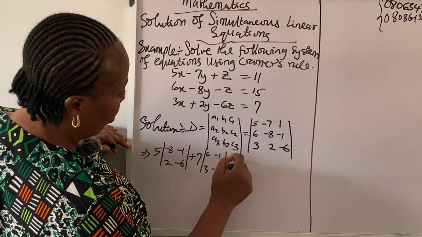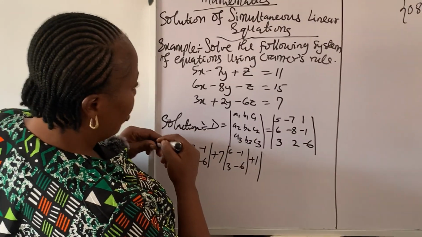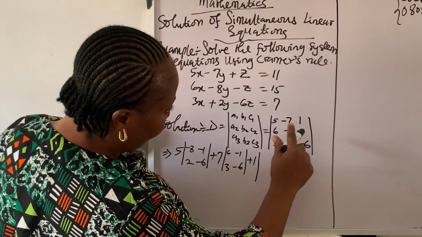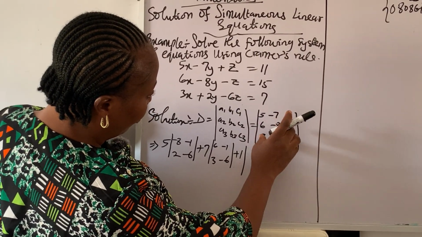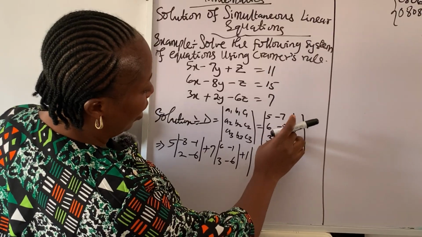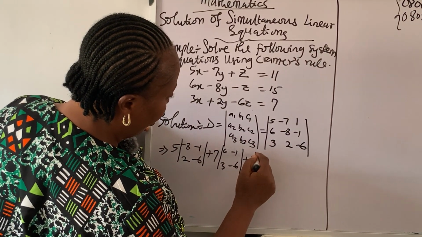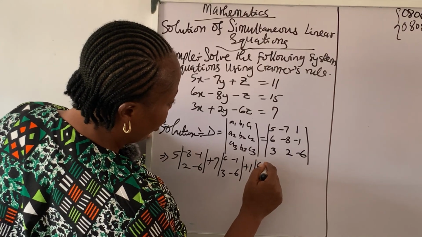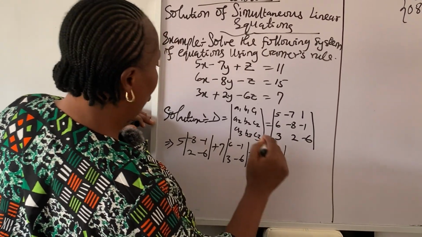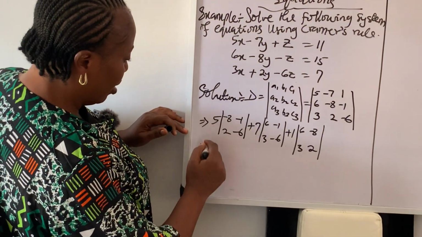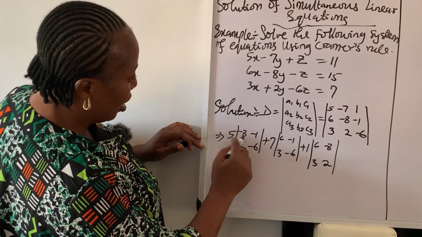The next one is +1, which is A3. So it's going to be 6, -8, 3, and 2. Now, what do we do next? We multiply as we were taught in determinants.